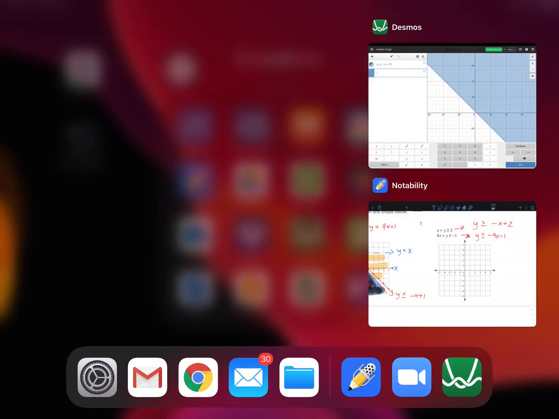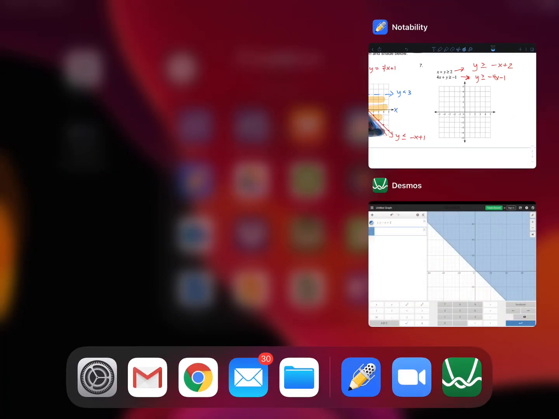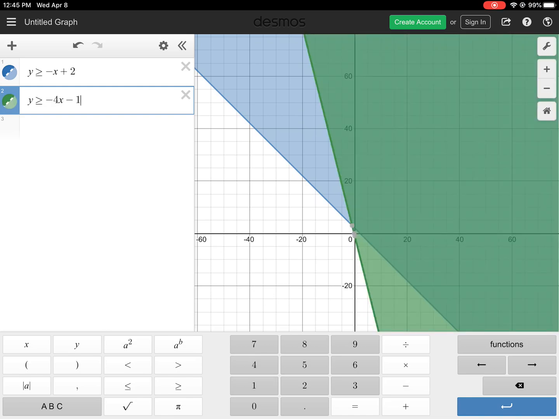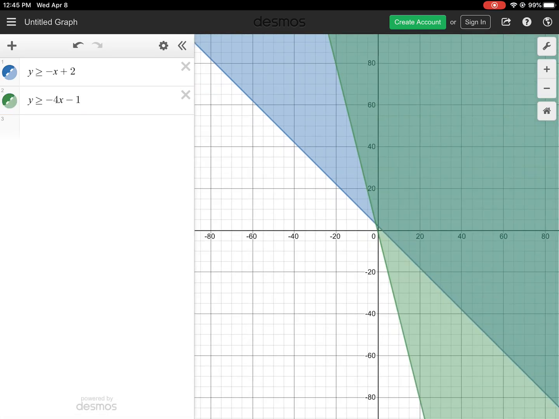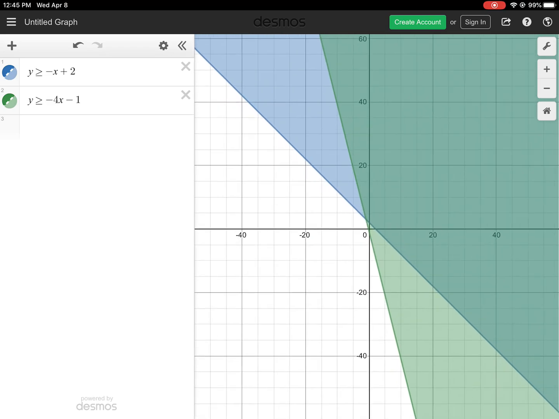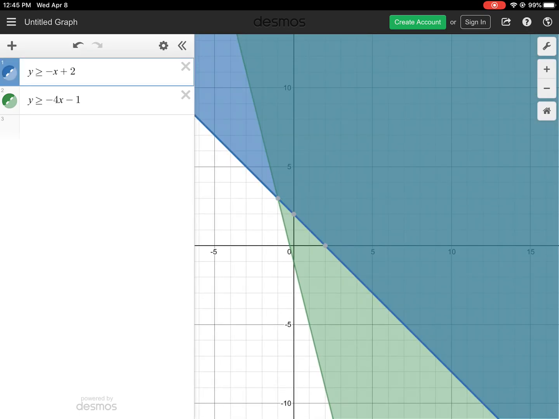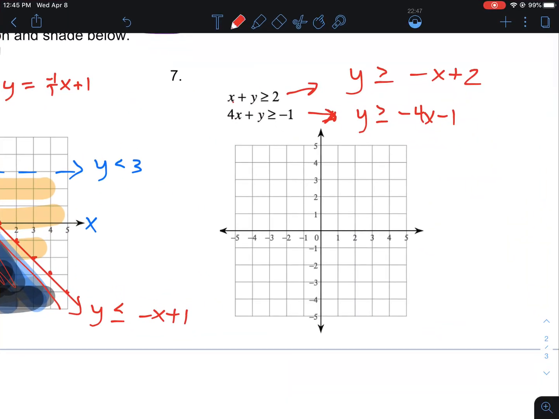Now our second one is y is greater than or equal to negative 4x minus 1. And again, with Desmos, you can kind of see there's a light blue, a light green, and a dark green region. The dark green is what we're looking for in this case. So we are trying to find the point where the green and blue line intersect, which is right there. So negative 1, 3 is the point at which these two lines intersect, and then the shading falls into place from there. So if I go here, I know negative 1, 3 is the magic point.